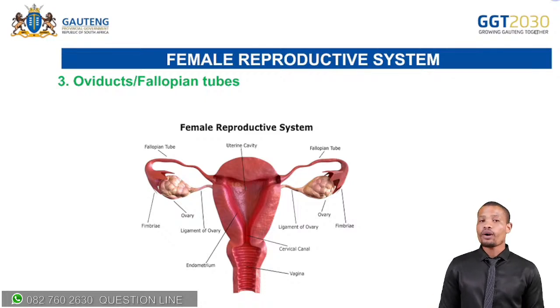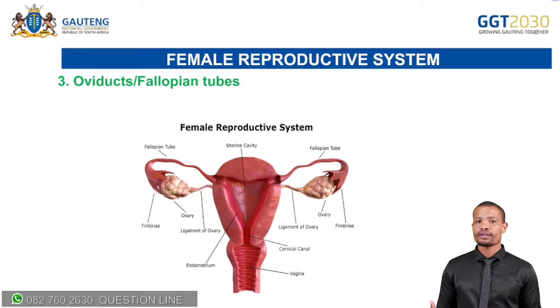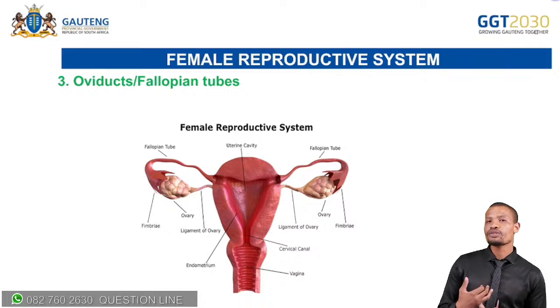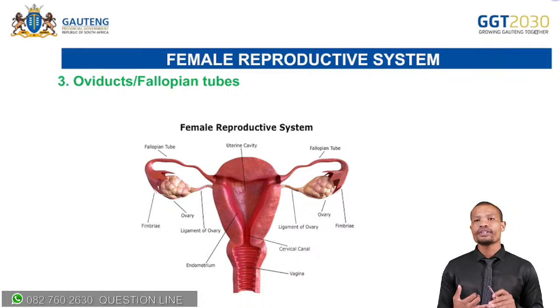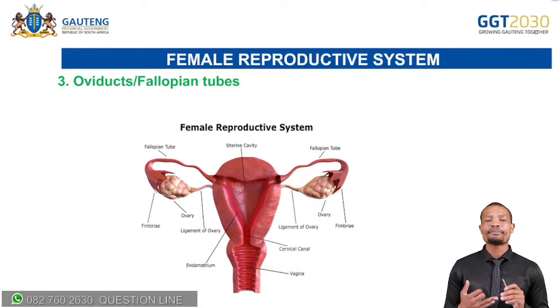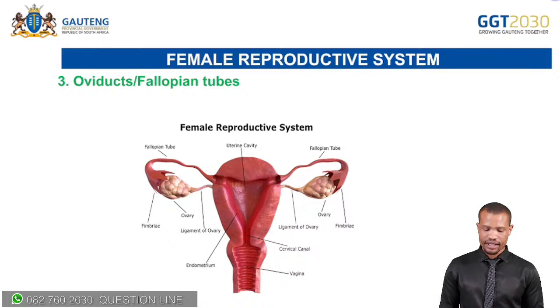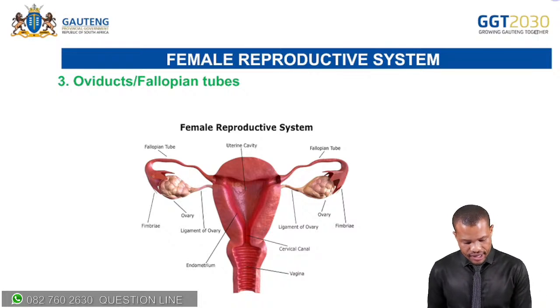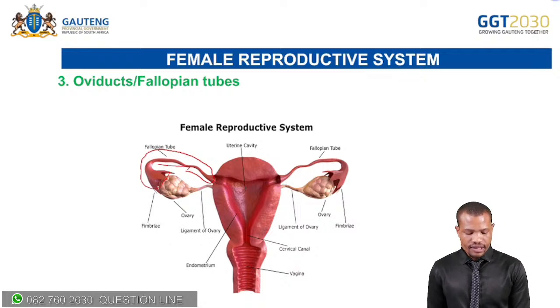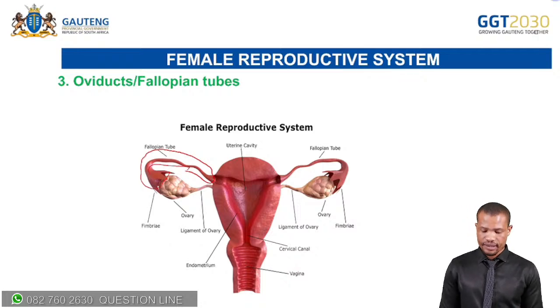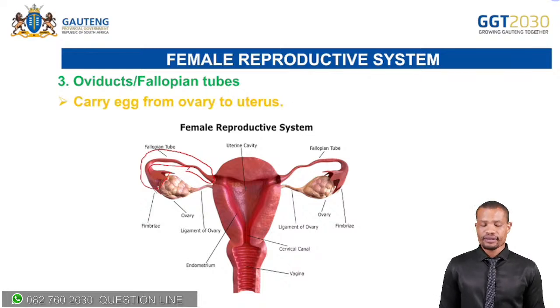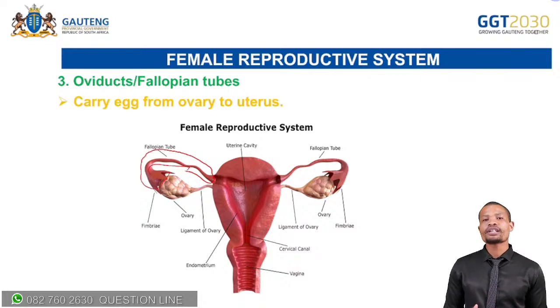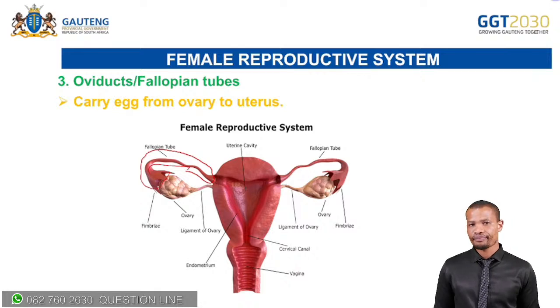Let's continue. The oviducts, or fallopian tubes. Whenever you see the word fallopian tubes or the word oviducts, you must know that they mean one and the same thing. They are, as the name suggests, a tube. This is the tube that connects the ovaries to the uterus. So what is the function? They carry the egg from the ovary to the uterus.